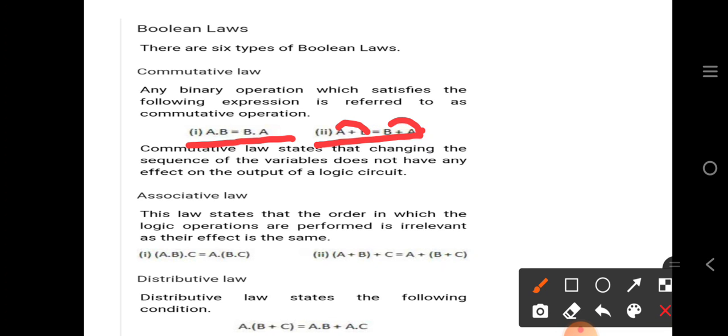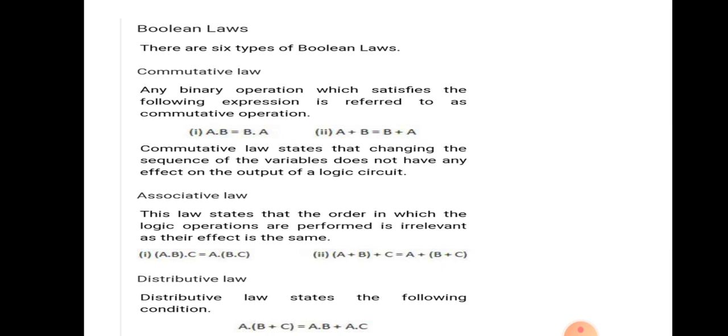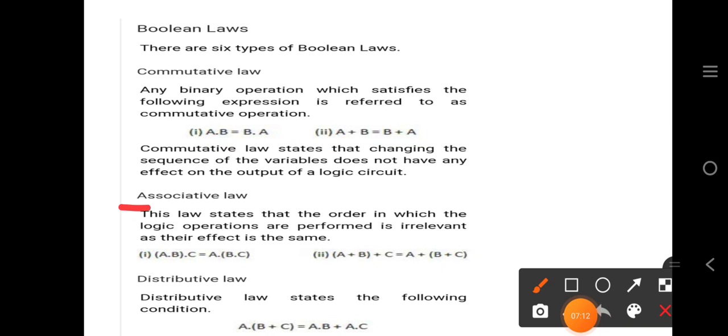Now the next law is the associative law. This law states that the order in which the logic operations are performed is irrelevant as their effect is the same. Okay, so in this, the first law is A dot B in bracket dot C is equal to A dot in bracket B dot C. So here what we have changed, we have just changed the brackets.